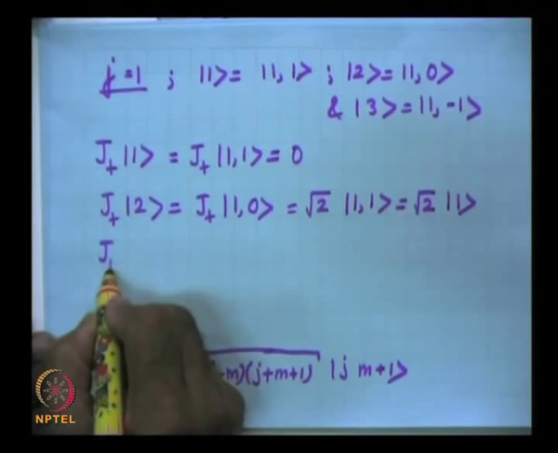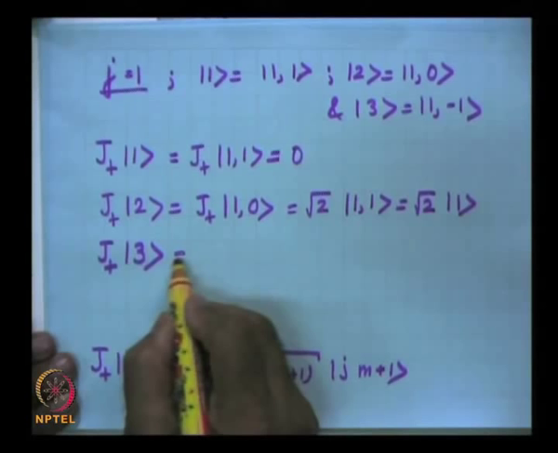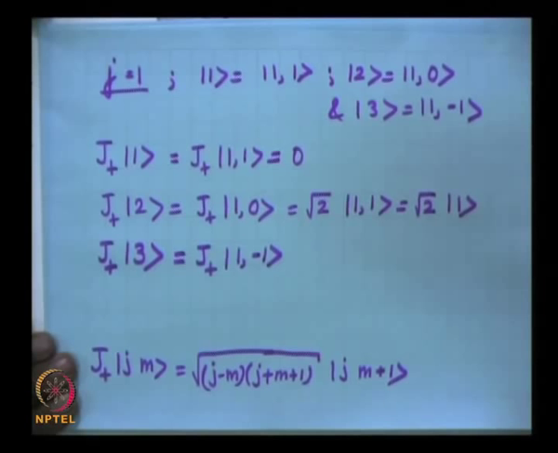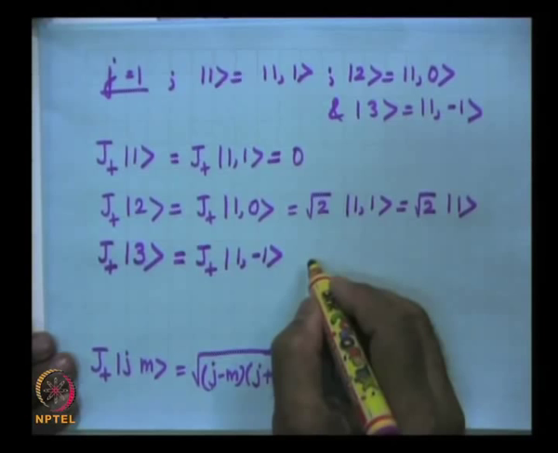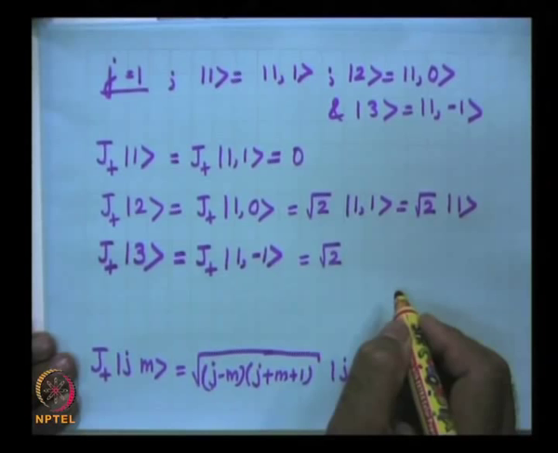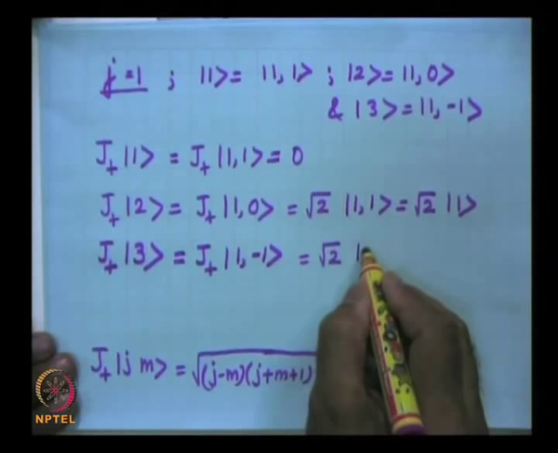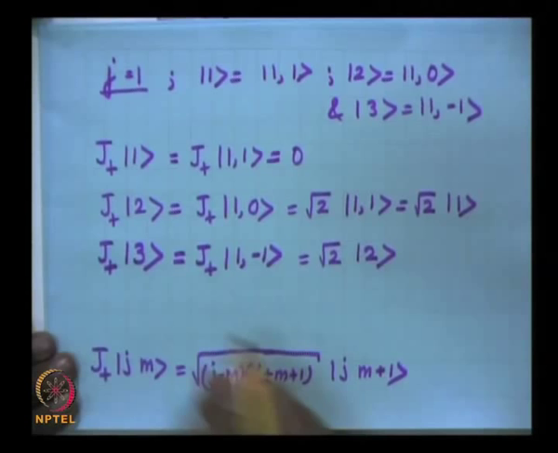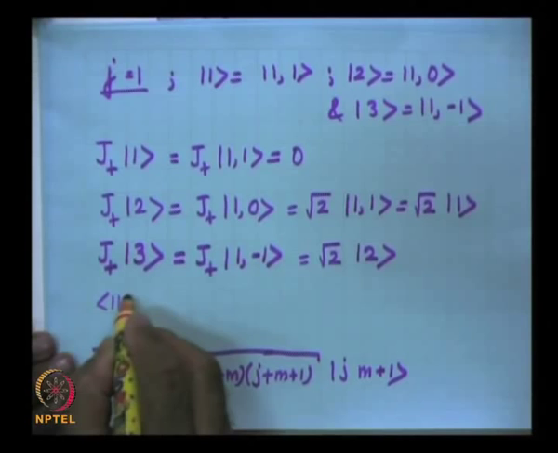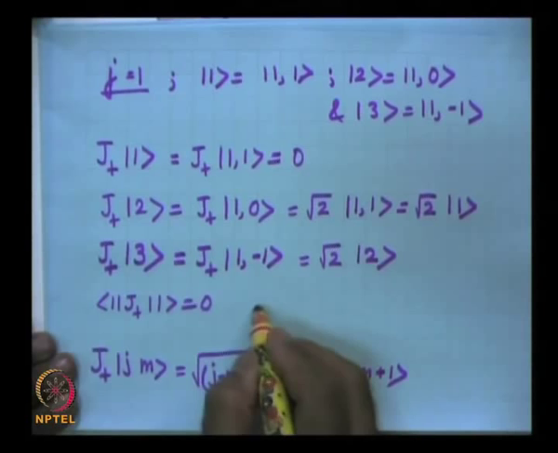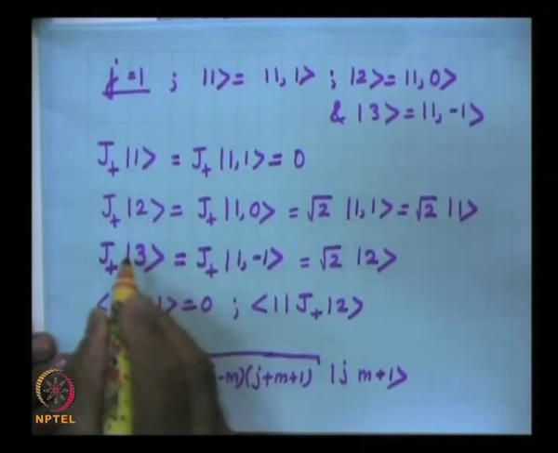Similarly, j plus of ket 3 will be equal to j plus of 1 comma minus 1. So, m is minus 1. So, 1 minus minus 1 is 1 plus 1, that is 2, and 1 plus minus 1 plus 1 gives 1, so this will become again square root of 2 times 1 comma 0, that is ket 2. And similarly, I can write it down for all others. So, using this I can write down that bra 1 j plus ket 1 is of course null, bra 1 j plus ket 2 is square root of 2, and so on.